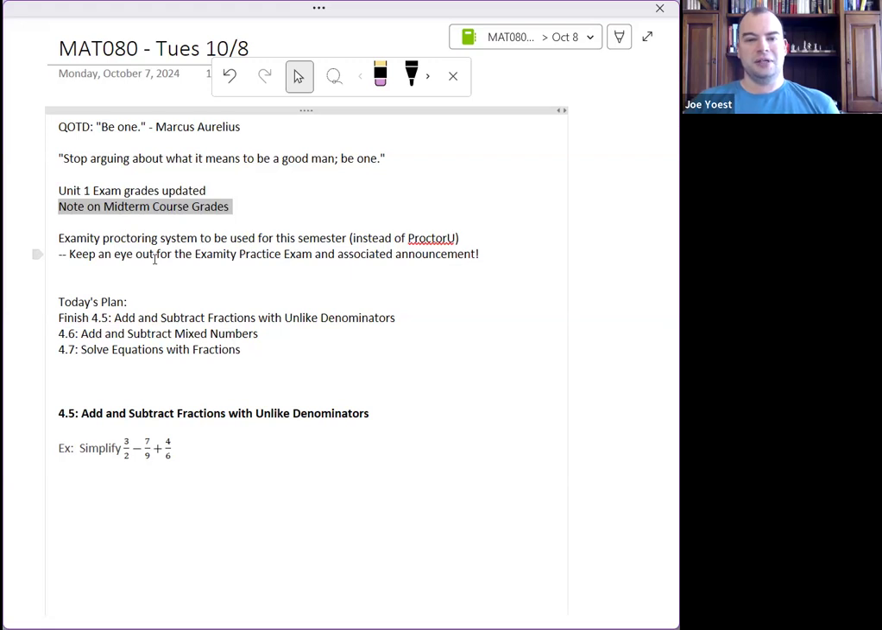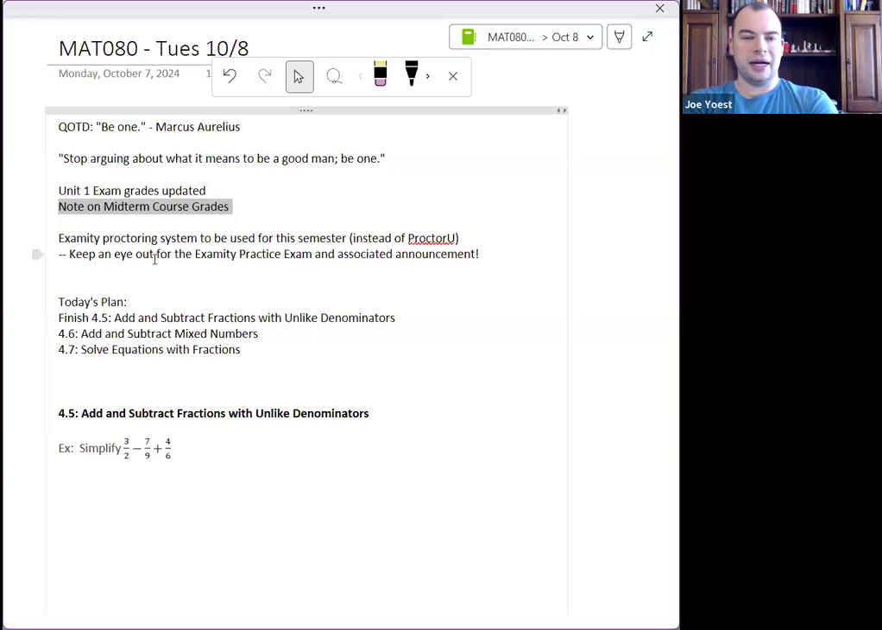So if you have a whole bunch of projects and papers that hit all at once, putting in the same level of effort that week versus some other week won't be enough; you're going to have to put in more effort that week to maintain a good grade. So these midterm course grades come with a lot of caveats.